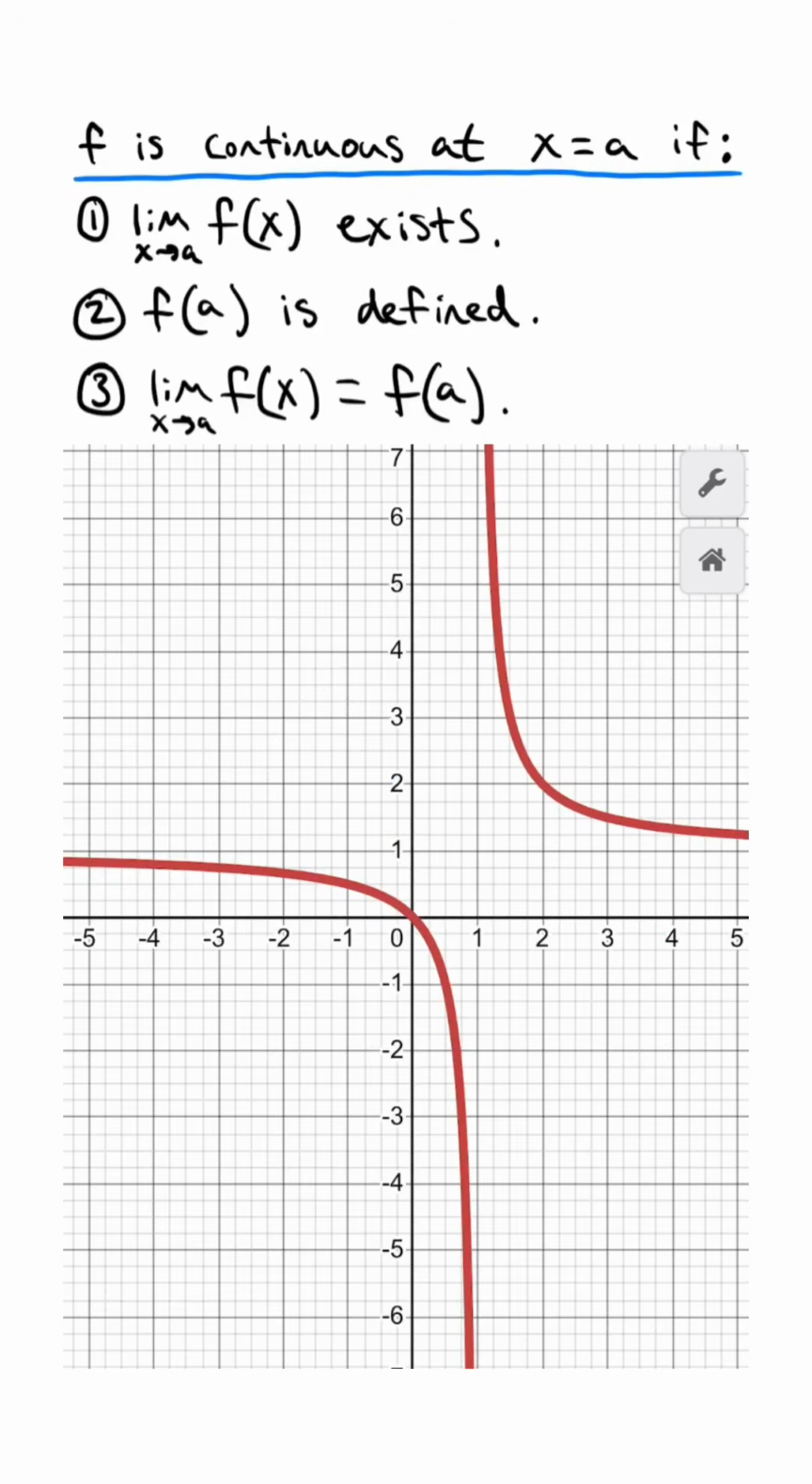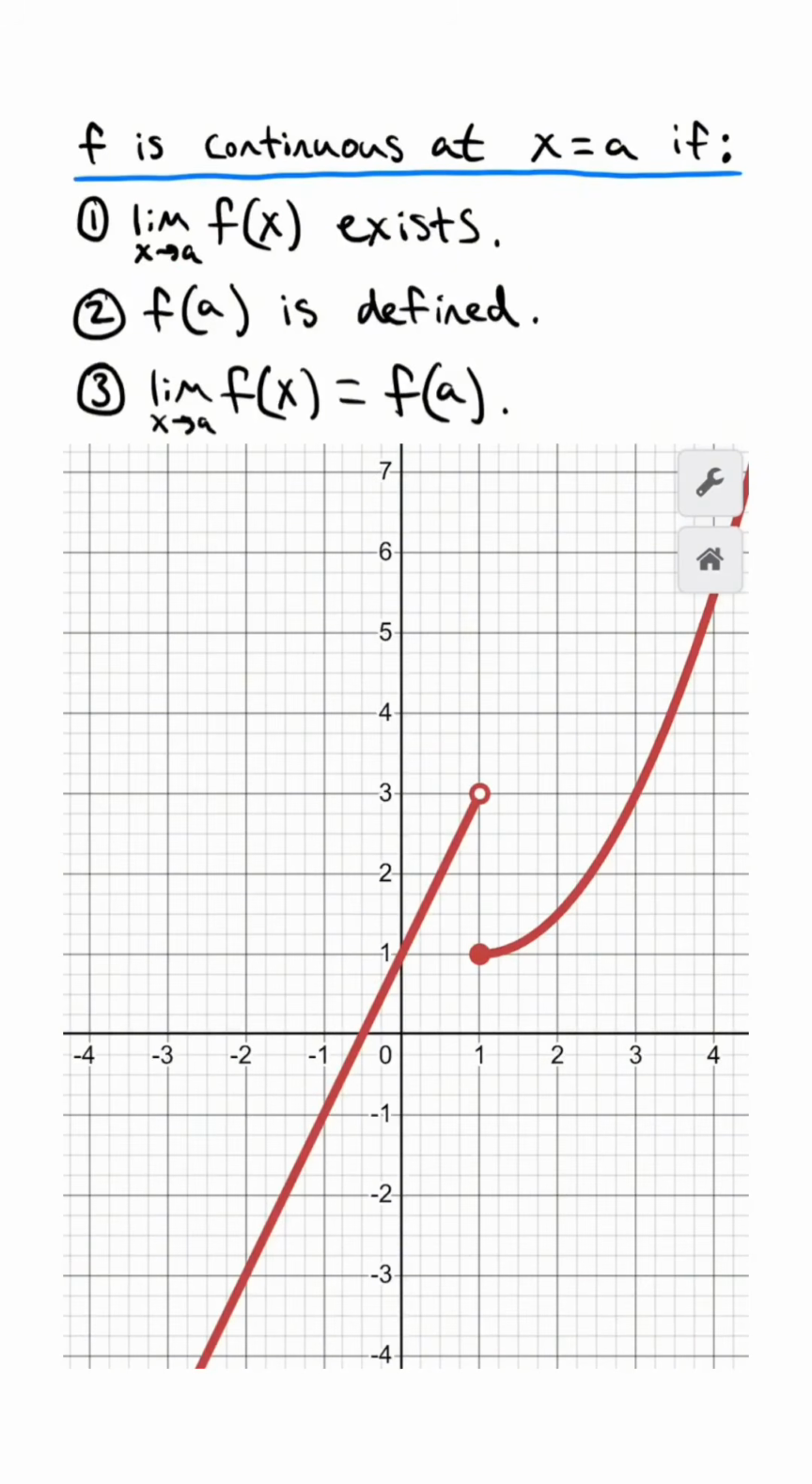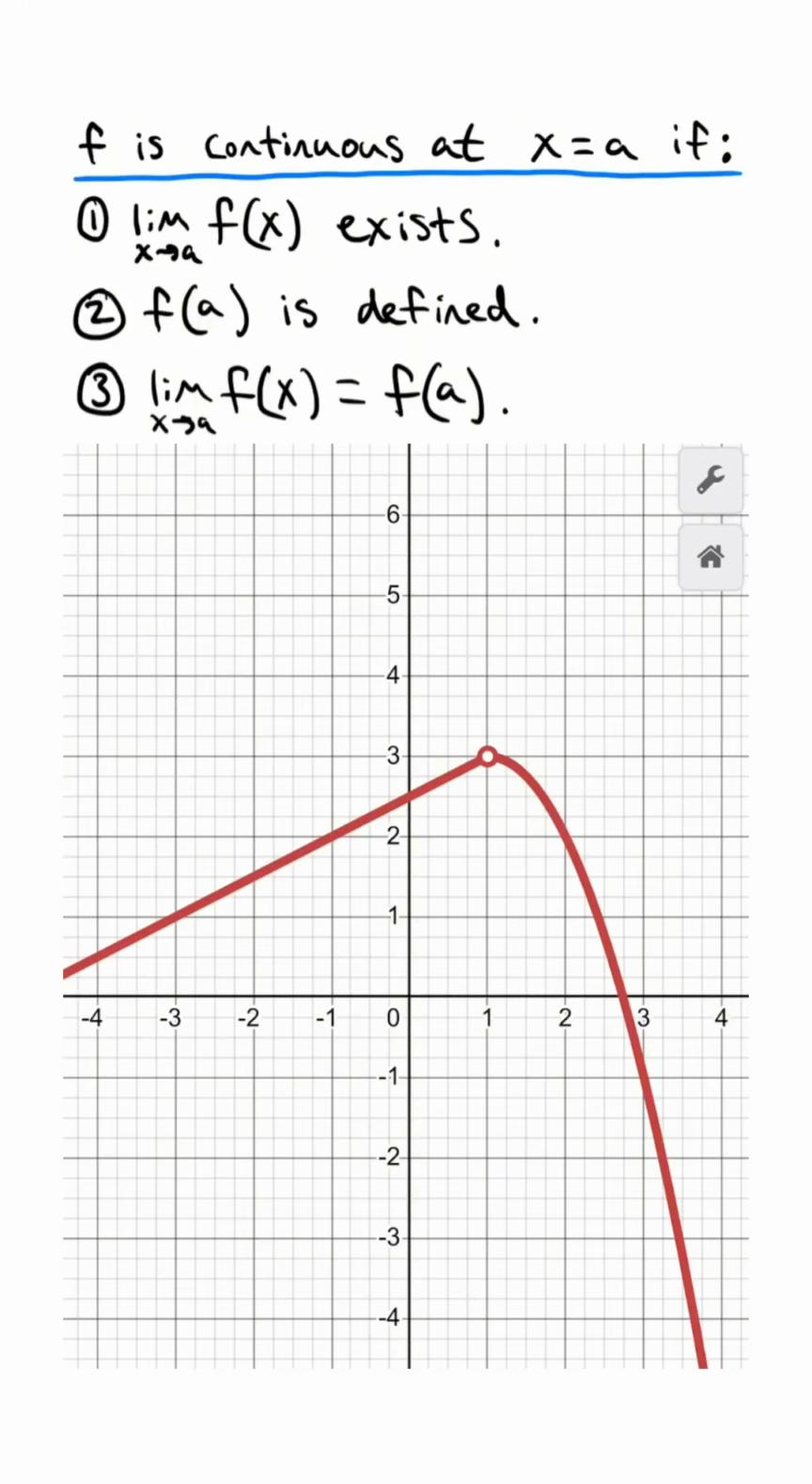This function is not continuous at 1 because the limit as x approaches 1 does not exist. And we could say the same about this other function. Even though this function is defined at 1, since the limit as x approaches 1 doesn't exist, the function is not continuous at x equals 1. Now let's check out this function. This time the limit as x approaches 1 does exist, but since the function isn't defined when x equals 1, the function is not continuous at x equals 1.